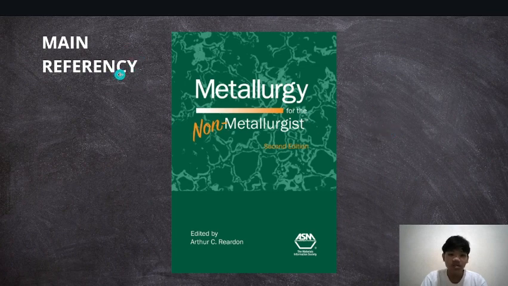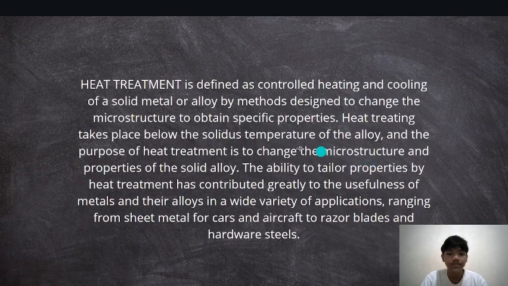Main reference: Metallurgy for the Non-Metallurgist, second edition, edited by Arthur C. Riordan. Heat treatment is defined as controlled heating and cooling of a solid metal or alloy by methods designed to change the microstructure to obtain specific properties.